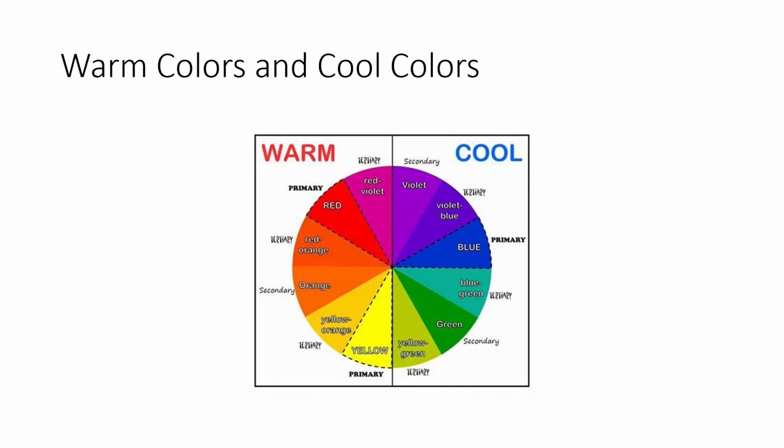Warm and cool colors. Warm and cool colors fall on opposite sides of the color wheel. Blue and its adjacent colors, violet and green, are considered cool, while shades of red, orange, and yellow are considered warm.